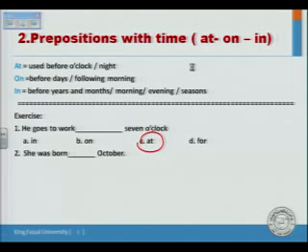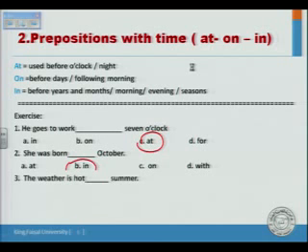The next one: She was born October. What is October? October is a month. So before a month we use in. So the answer here: she was born in October. Yeah. The weather is hot summer. Summer is a season. We have 4 seasons in a year: winter, summer, autumn, and spring. Yeah. So the weather is hot in summer.